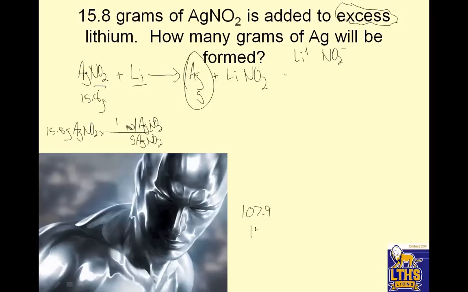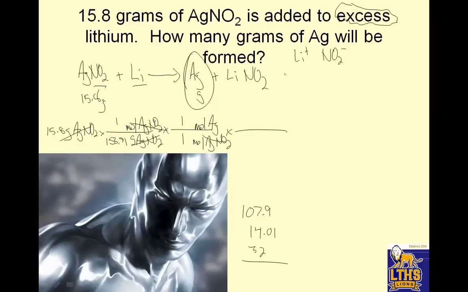And nitrogen is 14.01. And then two oxygens are 32. So if I add those together, 107.9 plus 14.01 plus 32 is 153.91. And I'm in moles of silver nitrite. And I want to go into grams of silver, so I'm going to have to go into moles of silver. Moles over moles use coefficients. In this case, we're lucky they're both 1, so it's easy to do.